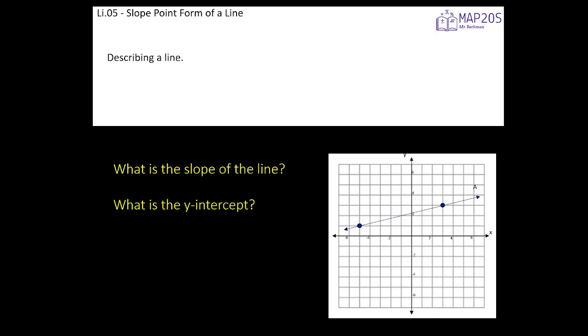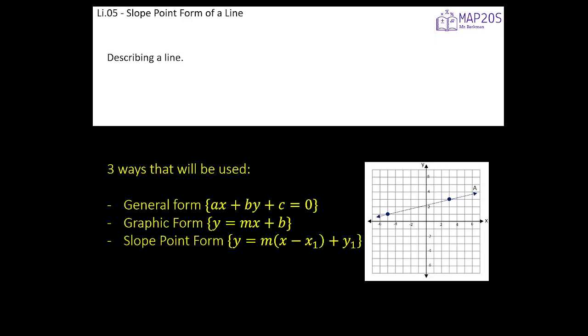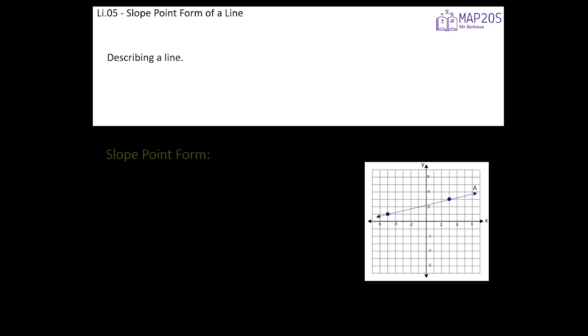But we do have some tools to use. So let's go back and look at our three forms of an equation, namely general form, graphic form, and slope point form. General form is something where we have something very straightforward. It's just an equation equal to 0. Graphic form, we're using the slope and the y-intercept. And then we have the slope point form, which is a little bit longer, but also has some nice pieces to it. And we're going to look at that one today, in this lesson.